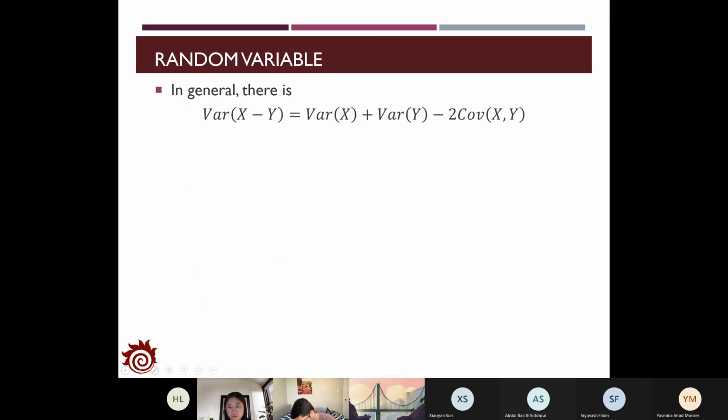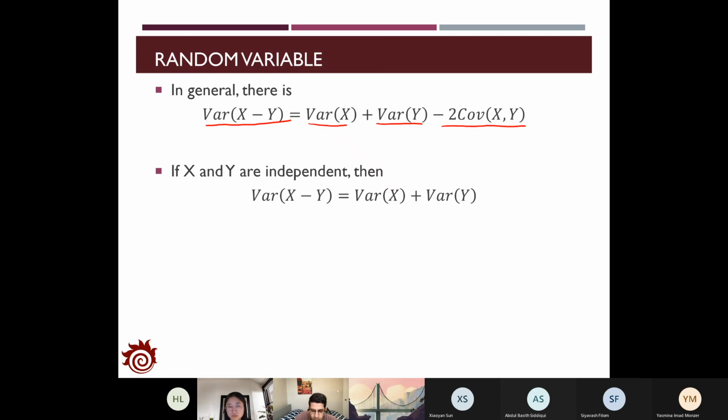Also, there are some additional properties of the variance and covariance. For example, the variance of the difference between two variables, the variance of x minus y, equals the variance of x plus the variance of y minus 2 times the covariance of x and y. If x and y are independent of each other, then the covariance will be 0. Then the variance of x minus y is just the variance of x plus the variance of y.